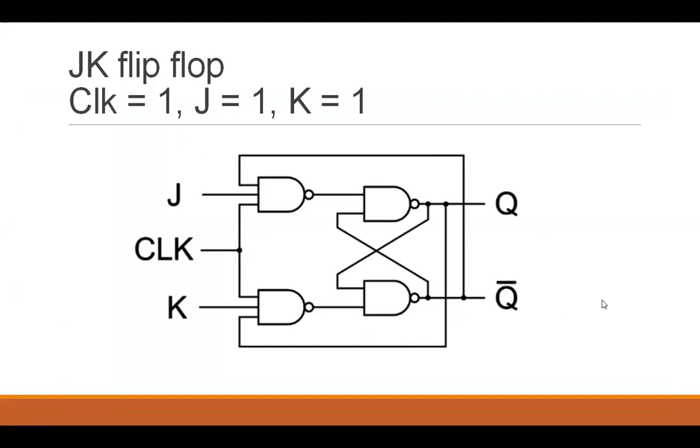So as we are discussing, we have the clock set to 1, J is 1 and K is also 1. So plot all that on your circuit diagram, and for the purposes of this, I'm going to assume that my previous state of the circuit was this: Q was 0 and Q complement was 1.